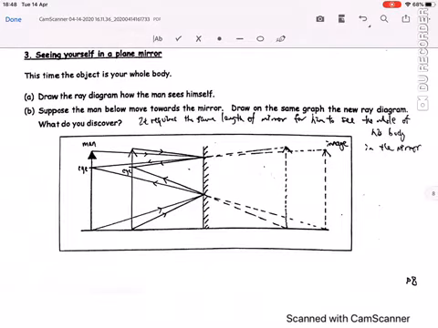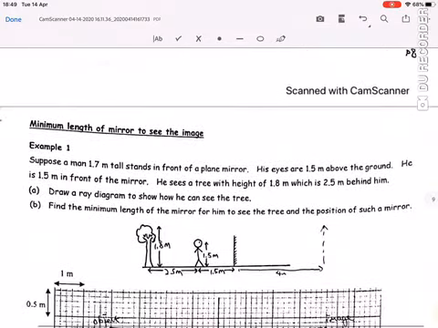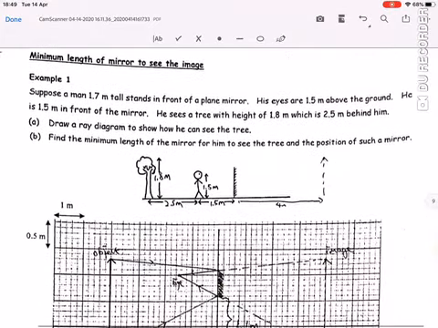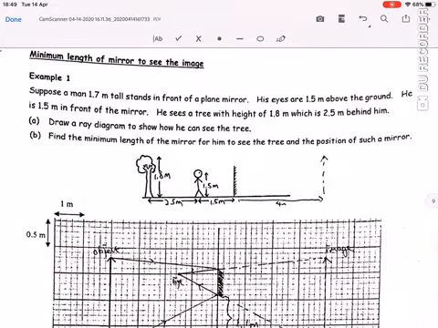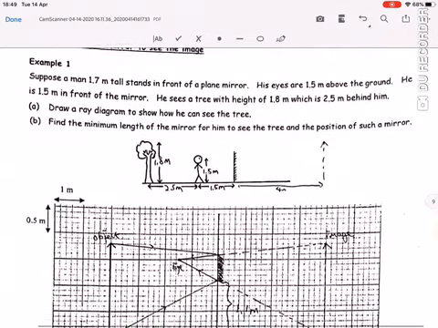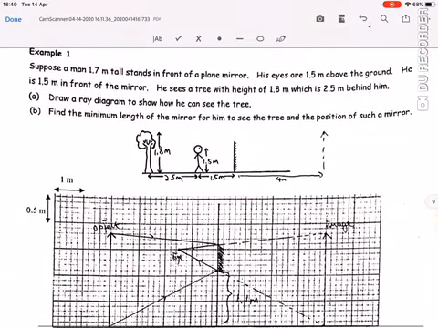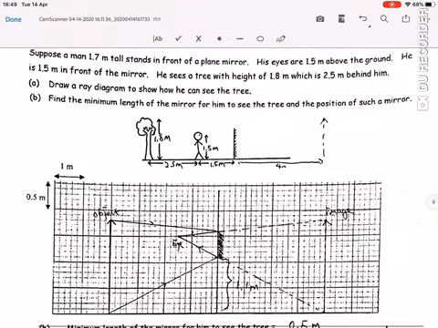Now, in here, the next part is a bit more confusing. So please bear with me. In here, it actually is not that bad. It's just the first time you do it, it's a bit confusing. So let's take a look at it now. Now in here, a person stands, well actually, yes, his eye level is 1.5 meter above ground. So the person is a bit tall, that's fine.